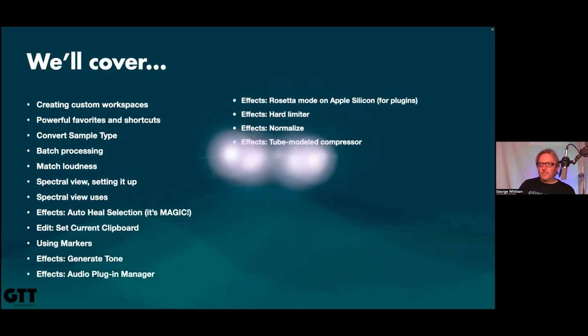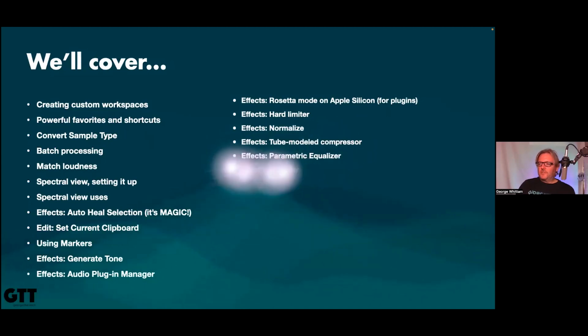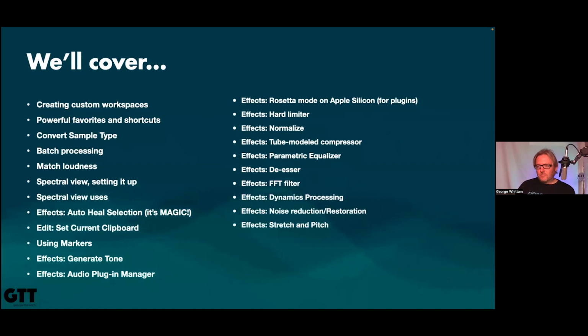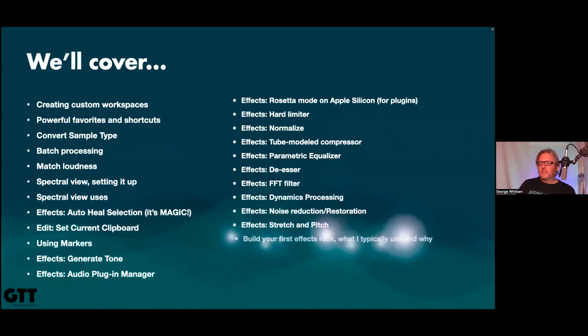Tube modeled compressor, parametric equalizer, de-esser, FFT filter, which is a very specific type of EQ that I like to use for a high pass filter, dynamics processing in general, and the dynamics processing tool I tend to use, noise reduction, or also known as the restoration area of effects, stretching and adjusting pitch. Obviously not something you're going to do often, but time stretch, you might need to speed something up 5%. Show you how to do that.